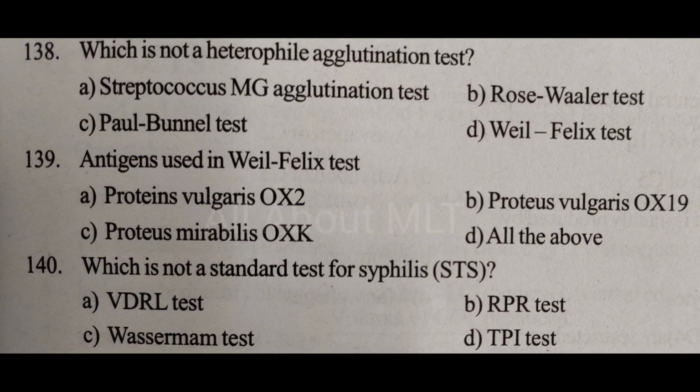Which is not a standard test for syphilis? Option A, VDRL test, option B, RPR test, option C, Wassermann test, option D, TPI test. Answer is option D, TPI test.